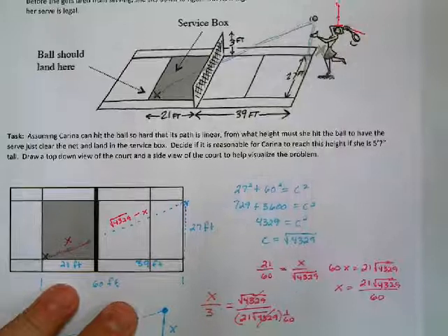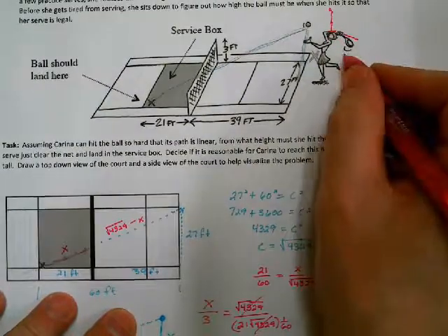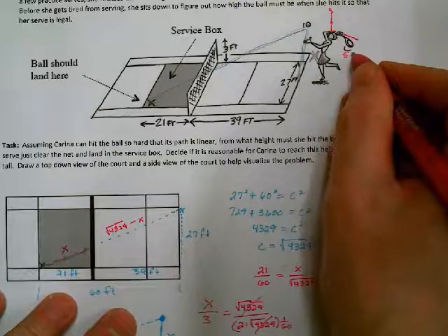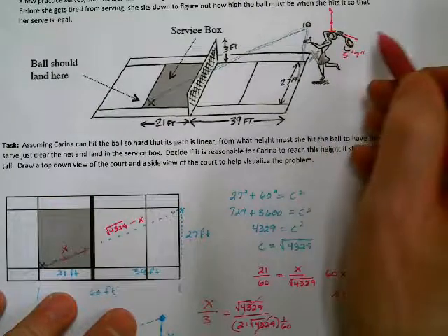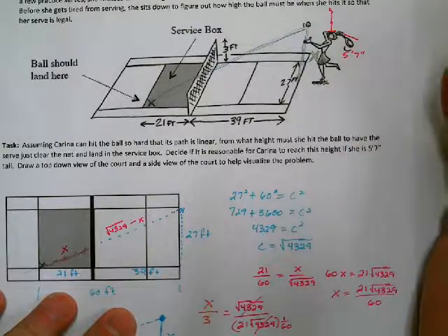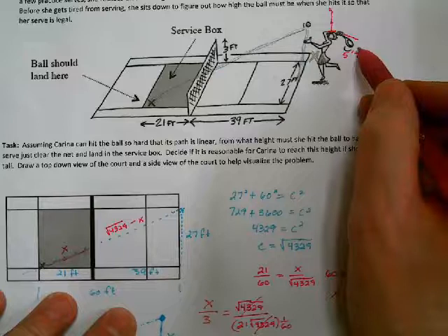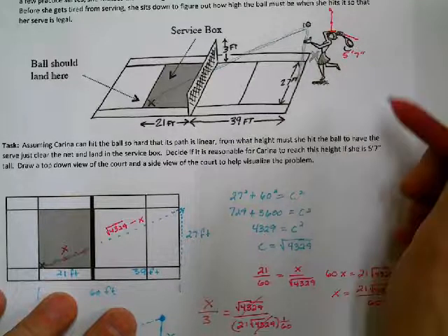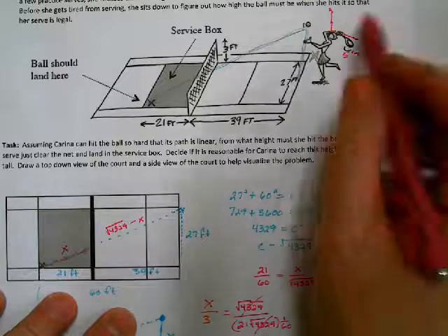Because her head is 5'7". And then you've got her arm, which is at least, I don't know, what, like 2 feet? And then her racket's got to be at least 2 feet or so. So yeah, she should be able to hit it. And if she has to, she could jump a little bit. So it looks like it is possible to hit it in there.